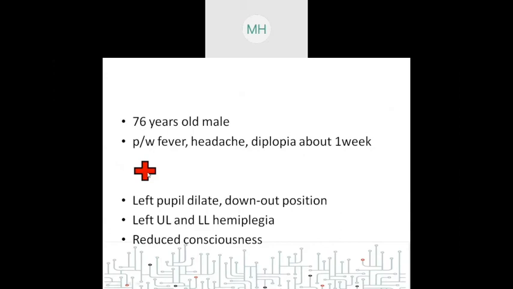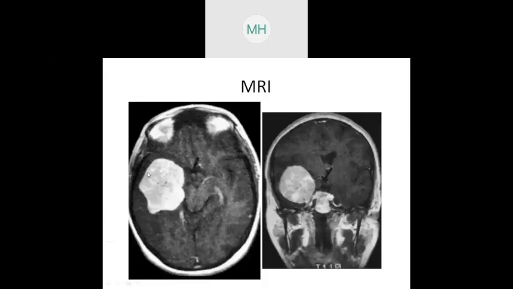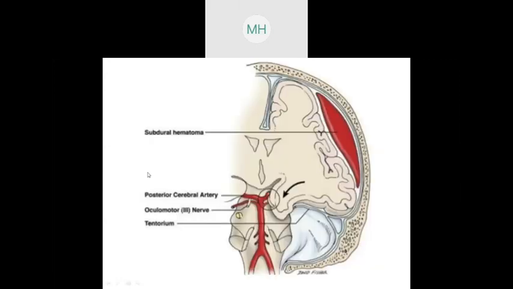So it involves cranial nerve 3, so it must be in the midbrain. We just don't know what the etiology is. So you do an MRI or CT scan and note there is a tumor over the temporal part. So this patient is actually having uncal herniation, which pushes on the oculomotor nerve.